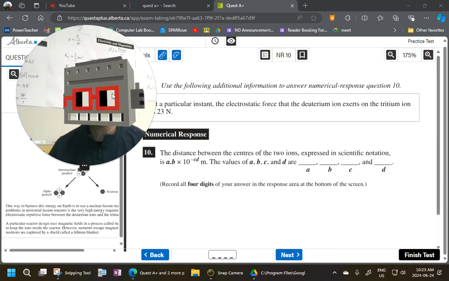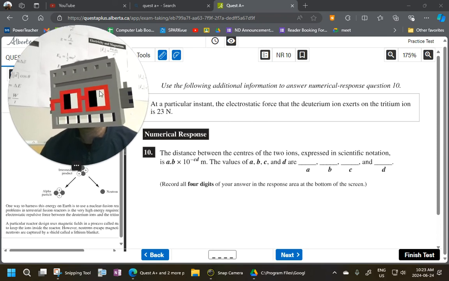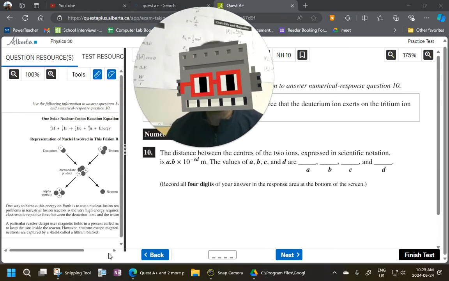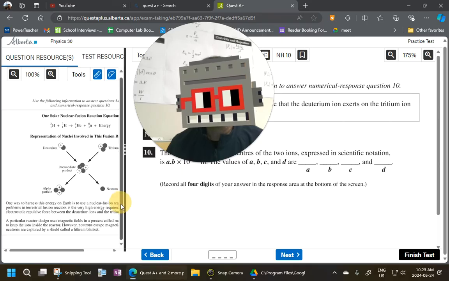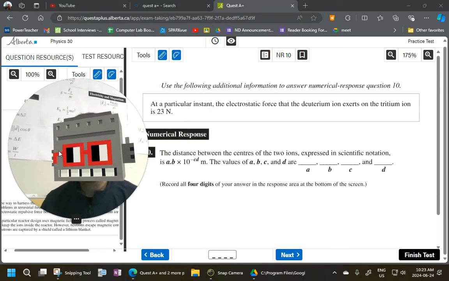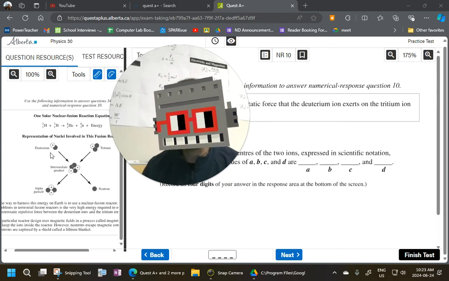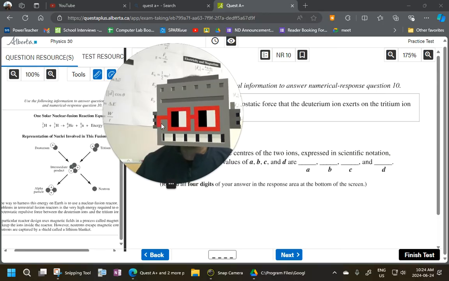But this, right. At a particular instant, the electrostatic force the deuterium exerts on the tritium is 23 newtons. The distance between the center of the atoms, ions, is what? Oh, so what do we know about these things? Do we know the charges? These are just ions, right? Or the atoms? Oh yeah, they're ions. Okay, so they're both positive 1. If they were atoms, they would only have 1 electron each. So they're both positive 1, even though this has 3 nucleons. They both have 1 proton, so they must have 1 electron. So if I lost that electron, they both become positive 1.